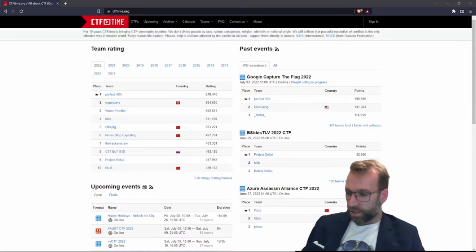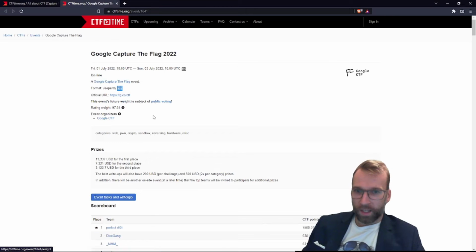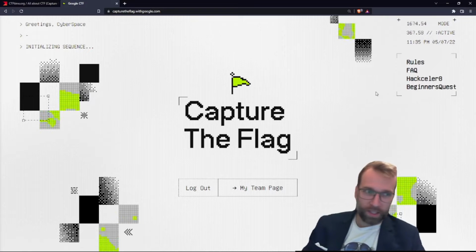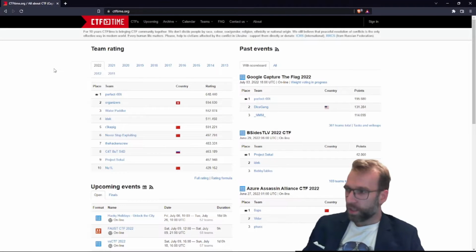Jumping straight into things here, we got some big ones on the board. So for past events, we just had Google Capture the Flag that happened, and one thing to note about Google Capture the Flag is it's obviously very difficult, but secondly, this year there was no beginner's quest. Hopefully that comes out later, but we're not sure right now.